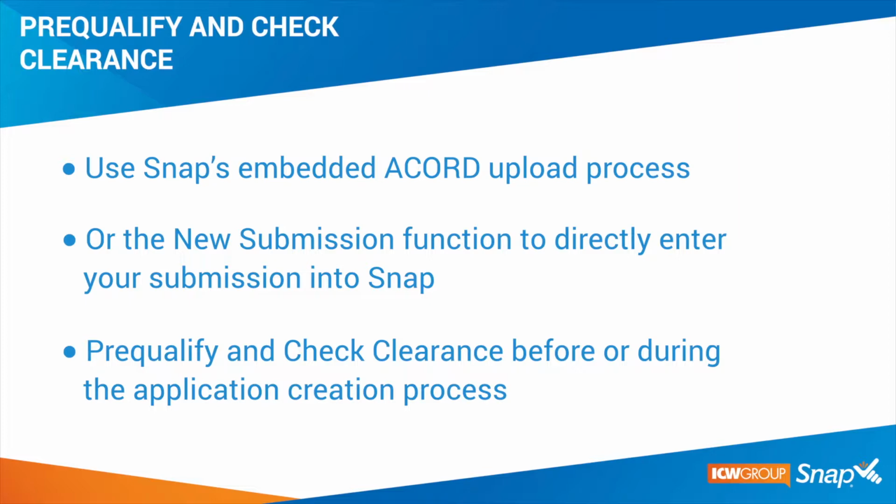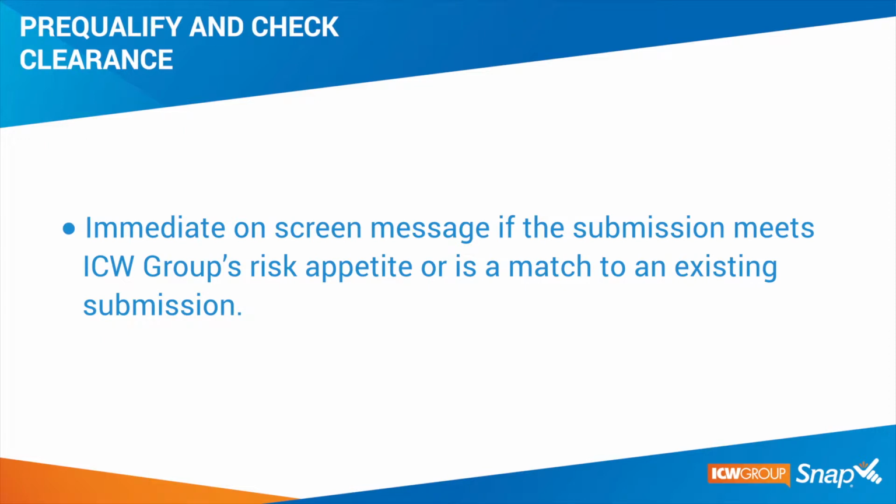When you enter the minimum field requirements, you'll receive an immediate on-screen message if the submission meets ICW Group's risk appetite or is a match for an existing submission. This can save you valuable entry time when you know in advance that a submission may not meet ICW Group's risk appetite or that an insured already has a prior submission in SNAP.